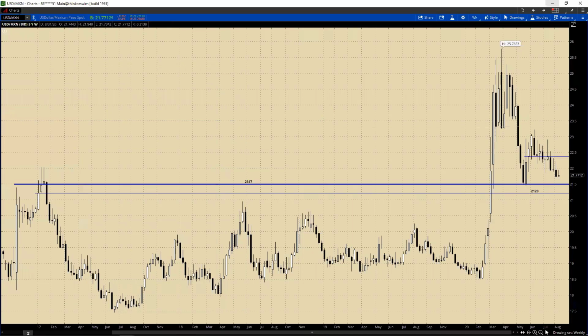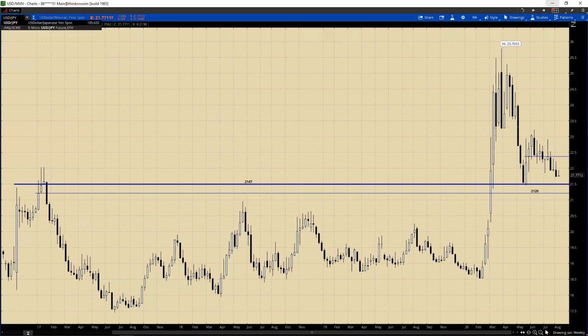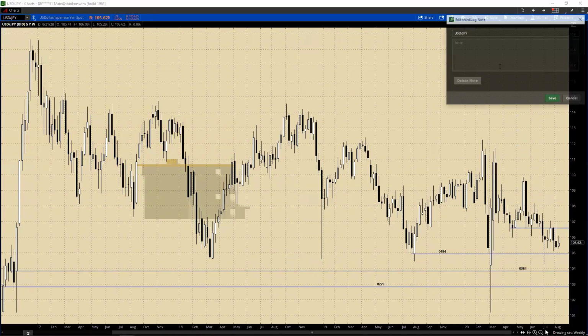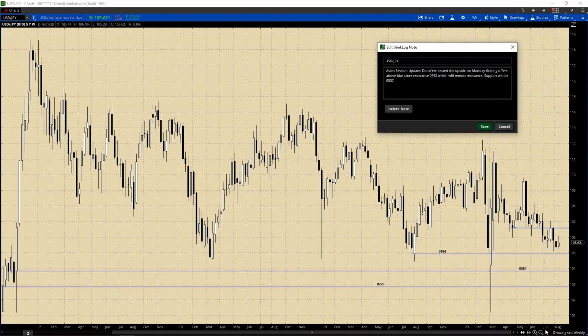And on to the dollar yen. Same thing on a weekly chart to see better significance. The dollar yen tested the upside on Monday, finding offers above the bias chart resistance at 592. I think we topped out at like 106 or something like that, which will remain resistance, which is going to be 592. Support will be 537.